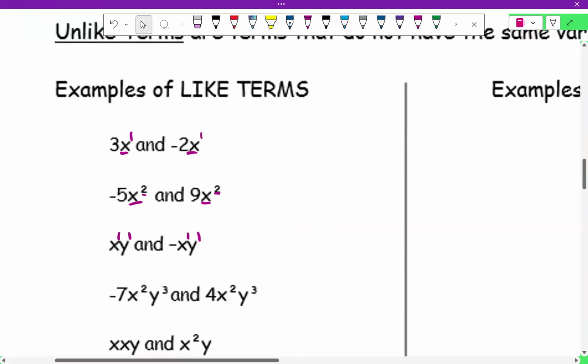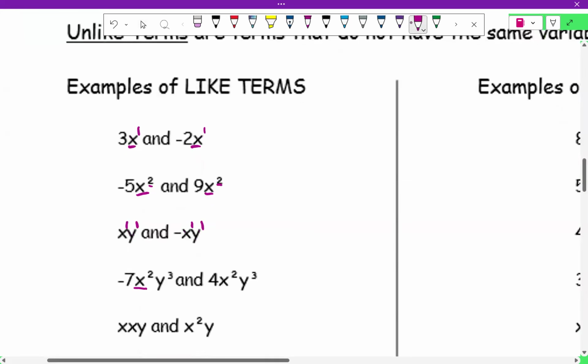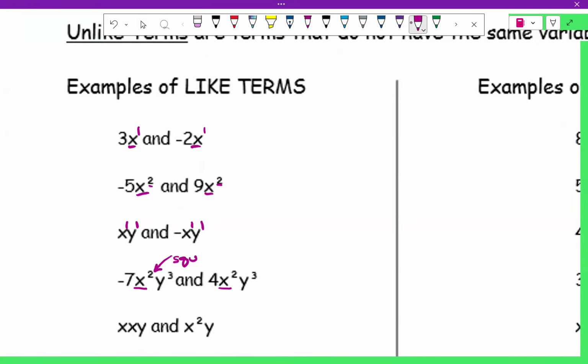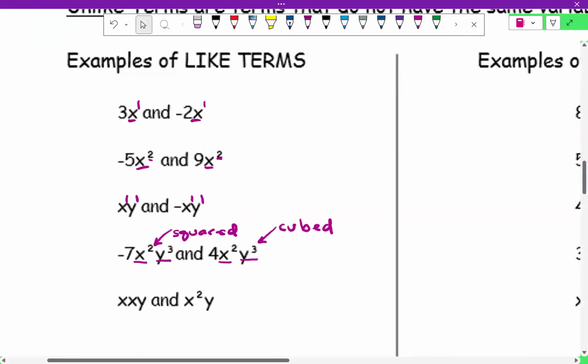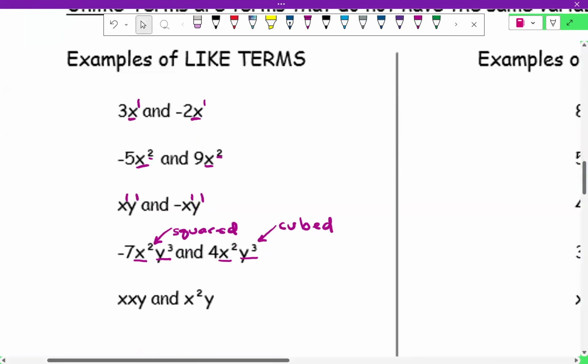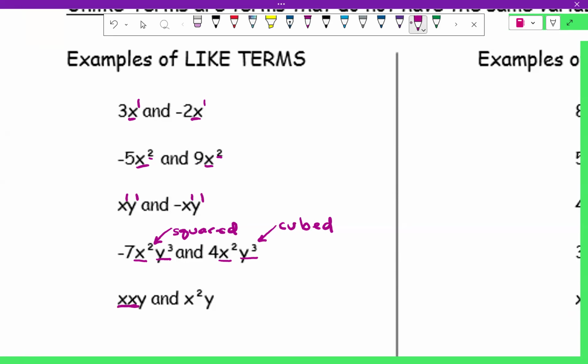And in our last two examples here, this term has x squared, this term has x squared. Let's make a quick note. That little 2 says squared. Let's use that instead of saying to the power of 2. And this term has y cubed. So the little 3, instead of saying to the power of 3, we're going to say cubed. Now here in our last example, we have xxy and x squared y. Well, how many x's are here? There's 2. So xx is really the same as x squared. So these are in fact the exact same term.